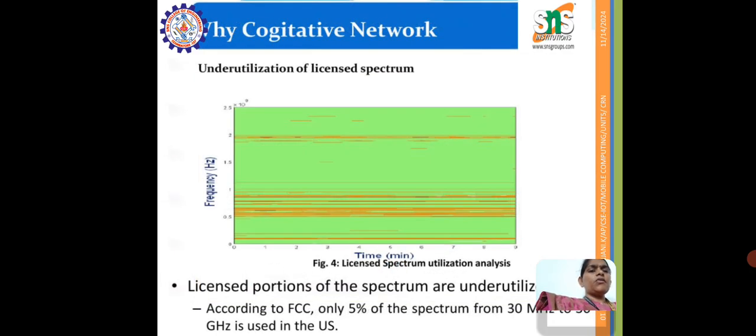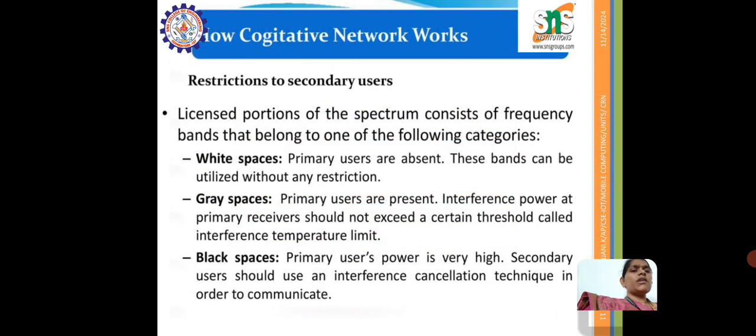So why do we go for cognitive networks? Because of underutilization of licensed spectrum, that is, the licensed portions of the spectrum are underutilized. According to the FCC, only 5% of the spectrum from 30 MHz to 30 GHz is used in the US. Then there is the restriction on the secondary user. The licensed portion of the spectrum consists of frequency bands that belong to one of the following categories: white space, grey space, and black space.